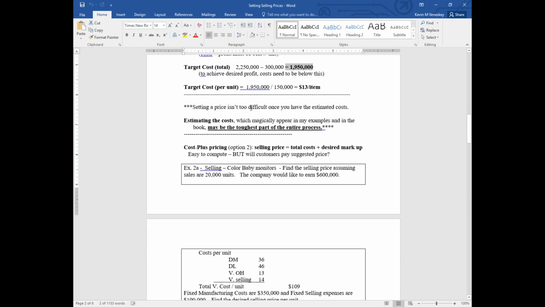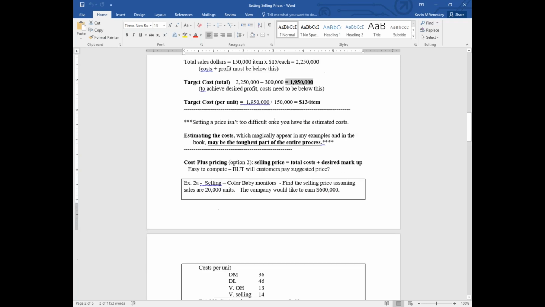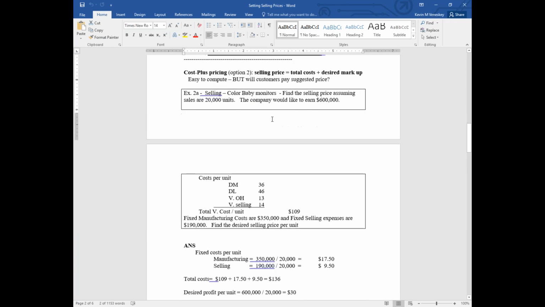All right, so setting a selling price isn't all that difficult. The hardest part is figuring out how much profit are we going to need to make and what are all those costs going to be. That does become something that becomes a little bit more problematic when you're actually doing a real business. In these type of situations, I give it to you, so it makes it easy. But in the real business, it's going to be a little bit tougher.